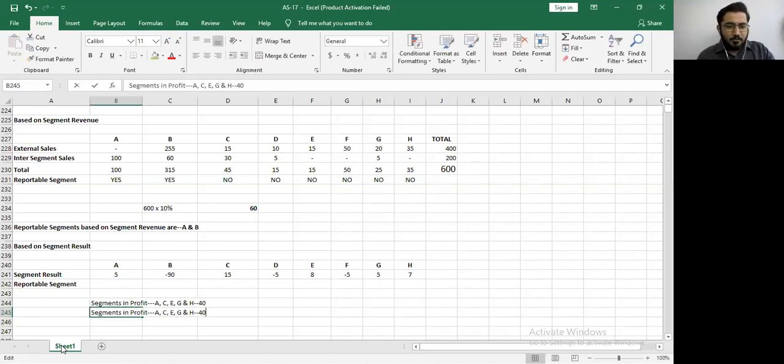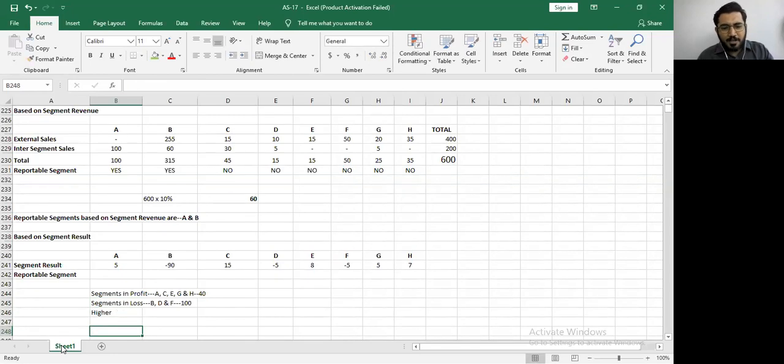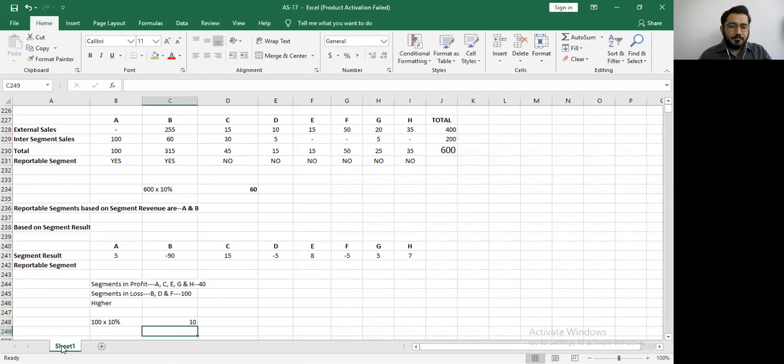Let's now work out our segments in loss. Your segments in loss are B, D, and F. B plus D plus F comes to 100. You will of course pick up whichever is higher. So your higher is 100. We take 10% of that, which comes to 10. Are you understanding? You will get 10.